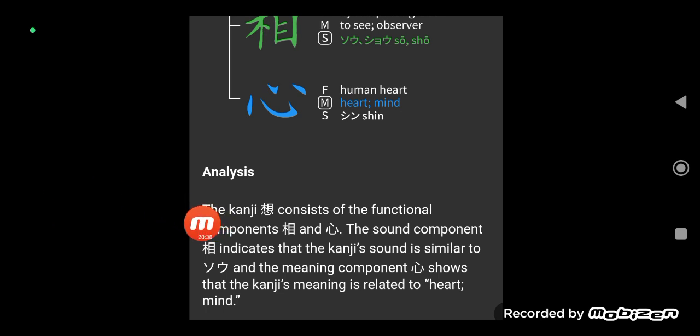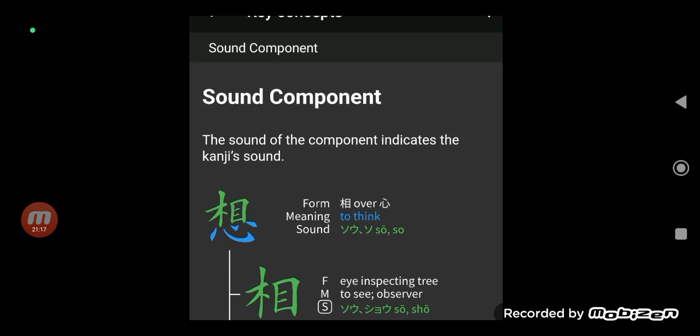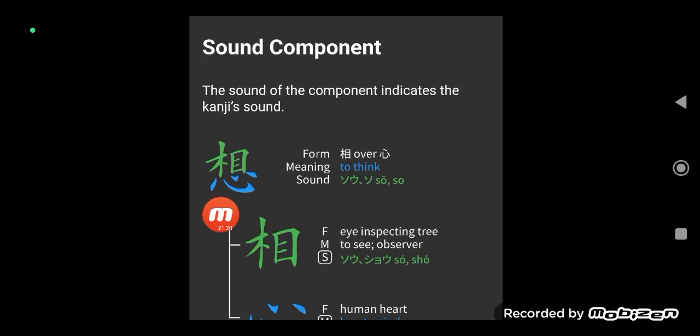So analysis. The kanji so consists of the functional components so and shin or kokoro. The sound component so and sho indicates that the kanji's onyomi reading is similar to the onyomi reading of the so here, the color green, and the meaning component shin or kokoro shows that the kanji's meaning is related to heart, because in ancient times people believed that a person's mind is greatly influenced by its heart, but this kanji here means idea, thought, or to think.